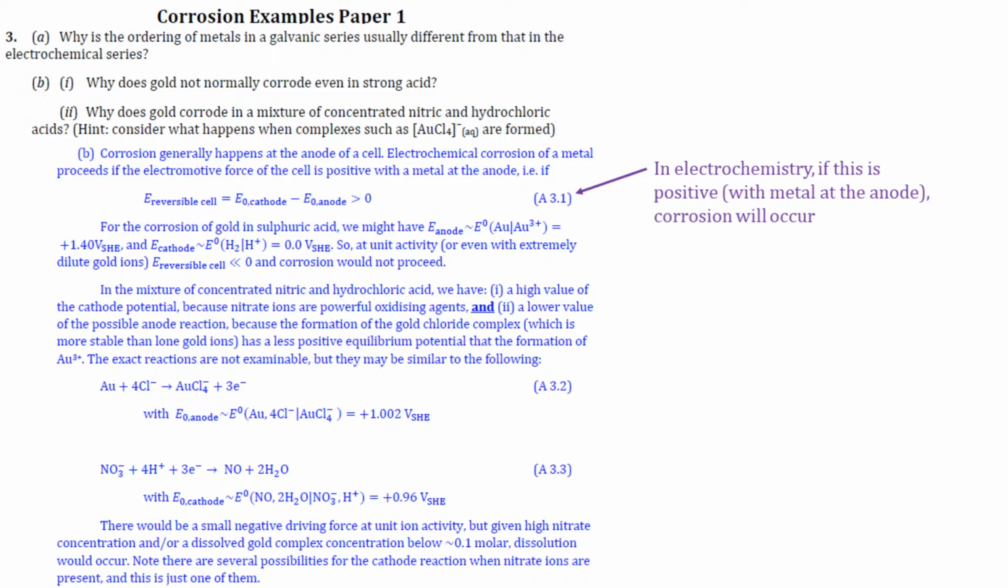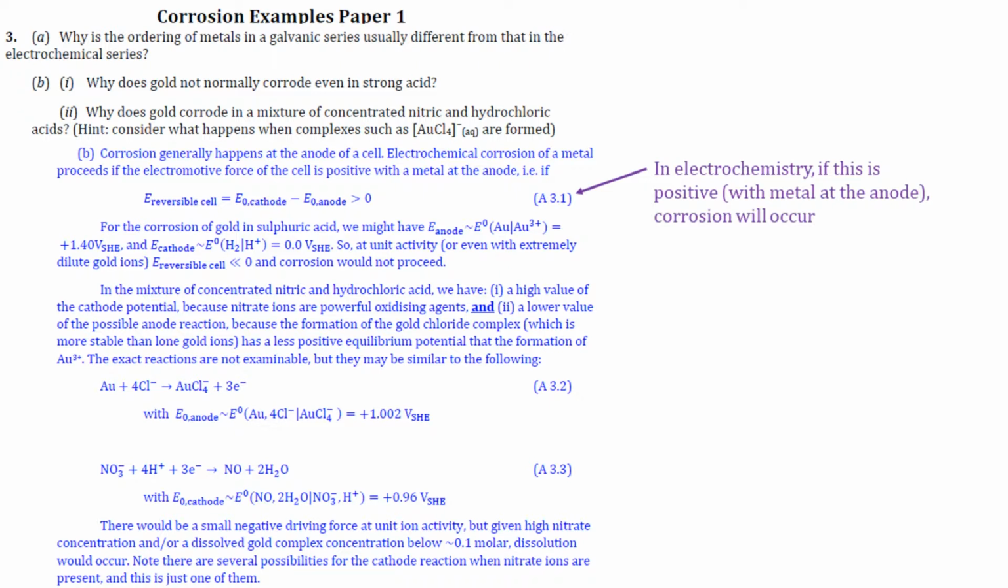So the reversible cell potential here would be much less than 1, it would be minus 1.4 volts, and corrosion is predicted not to occur. That's true for unit activity, but minus 1.4 volts is so huge that even with extremely dilute gold ions, say picomolar or attomolar, the corrosion would still be predicted to not occur.